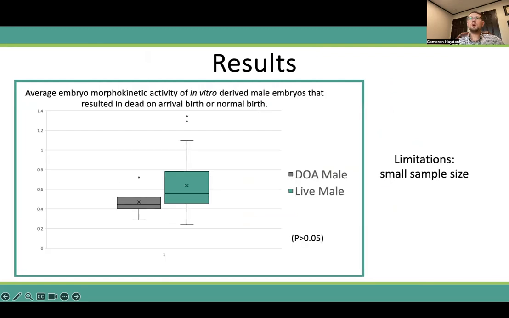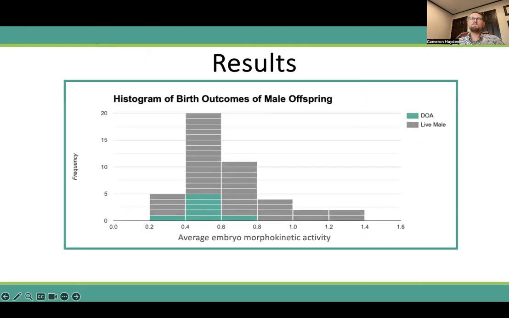It is important to note that in this data set, all calves born dead on arrival were male. Therefore, we presented the average embryo morphokinetic activity of male dead on arrival embryos and live birth male calves. However, there was no evidence for a significant difference in embryo activity here. We believe this is likely due to the limited sample size.